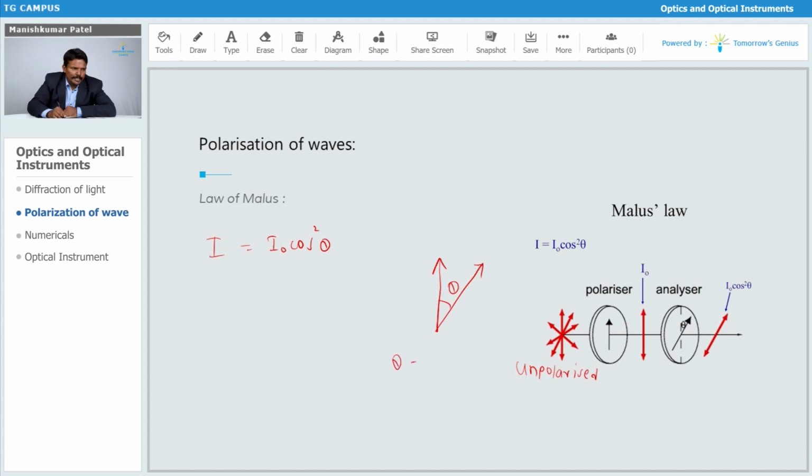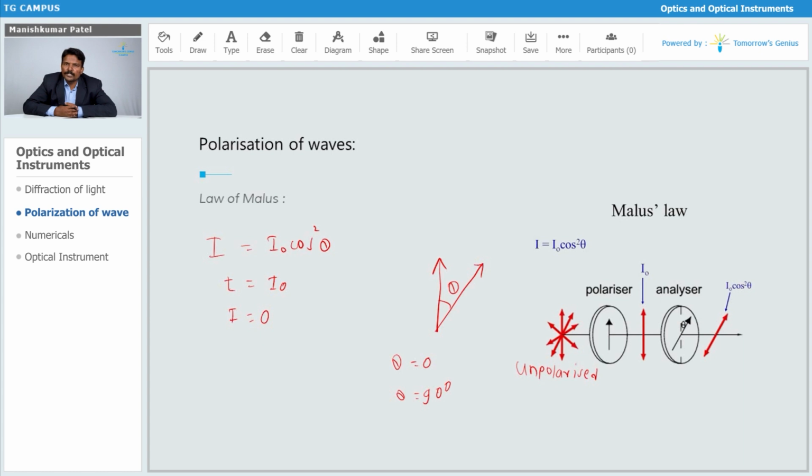If I make theta equal to 0, then obviously I is equal to I naught. But if you make theta equal to 90 degrees, then definitely the intensity of light which comes out of that analyzer is 0. So by just changing the orientation of the analyzer, by changing the value of theta, you can change the intensity of light also. One polarizer is used first of all to polarize the light, to make sure there is only one component perpendicular to the direction of propagation, and after that you can also change the intensity of that light.